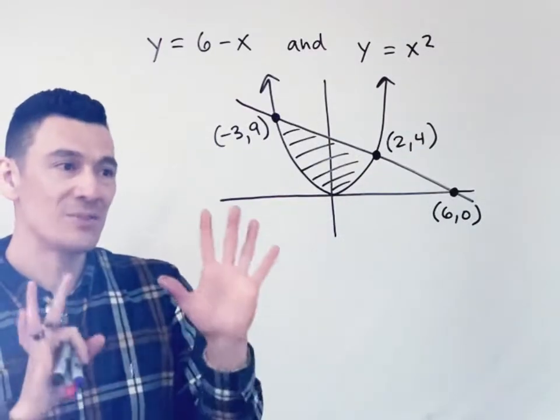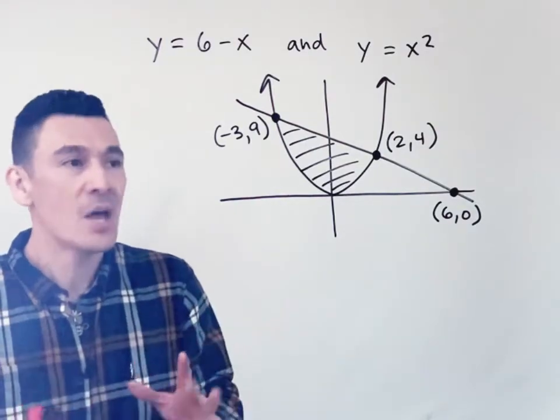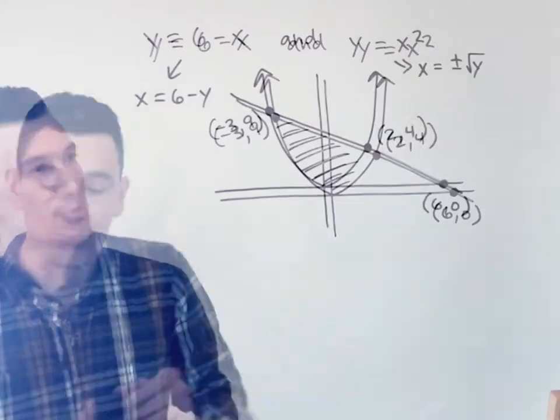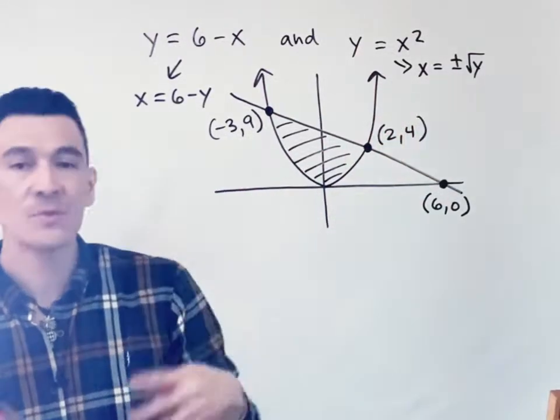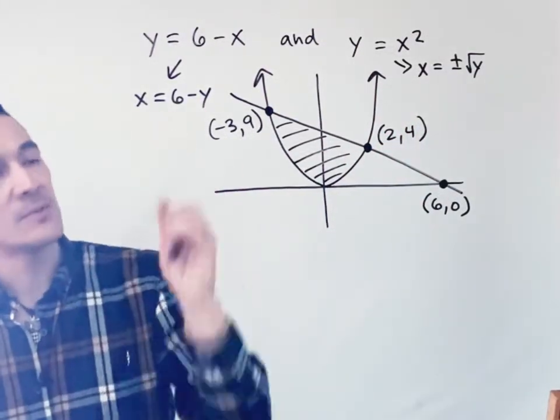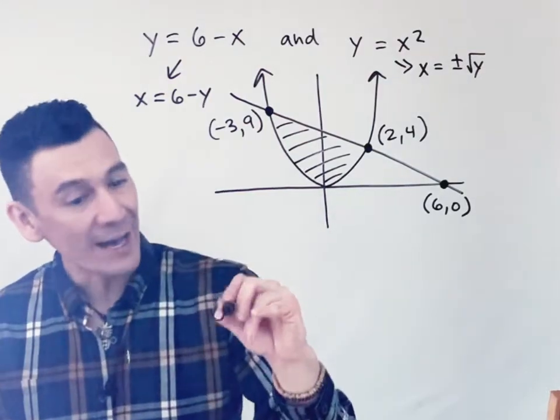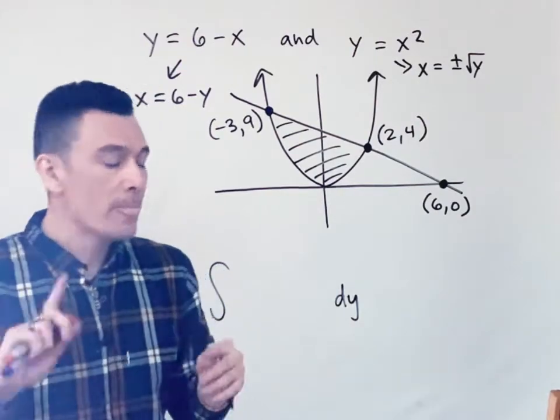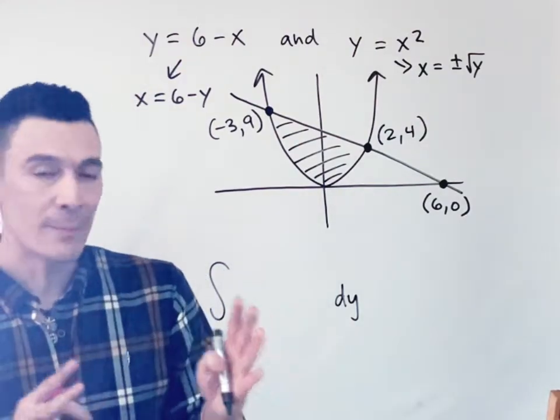So now if they want us to do this problem again in terms of y's, we're going to need to get these x's alone so that they are in terms of y's. So we have x equals plus or minus the square root of y, and we have x equals this. If you're going to do this in terms of y, like a dy, then it's not going to be top minus bottom, no, it's got to be right minus left.